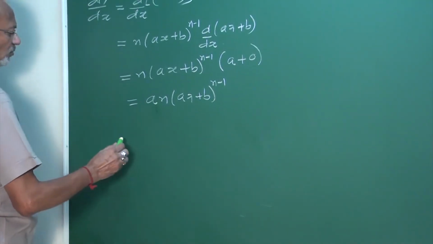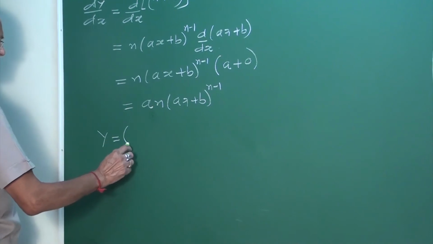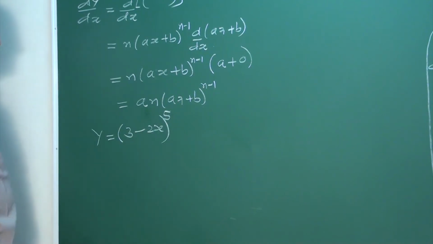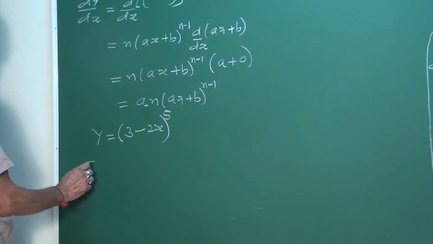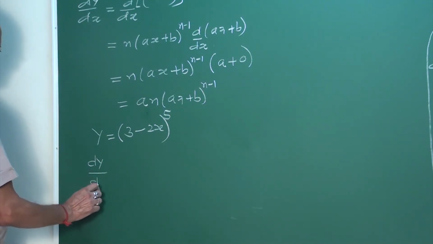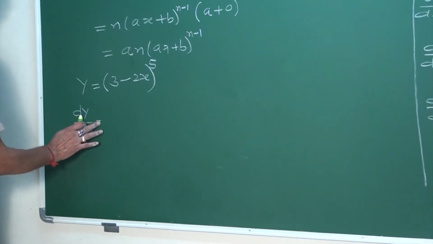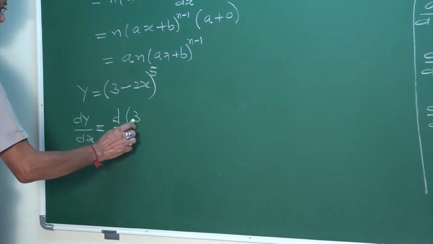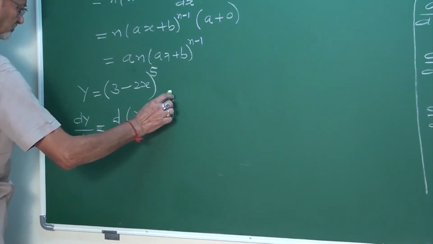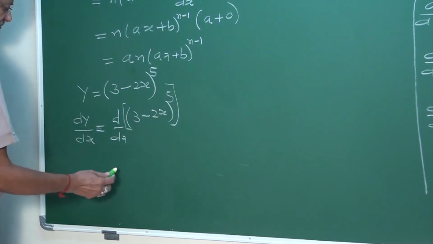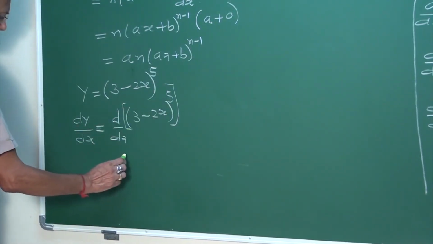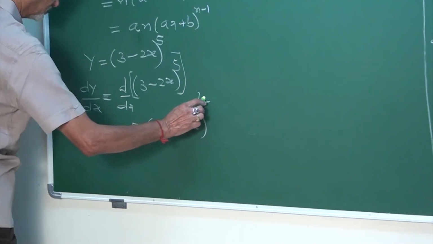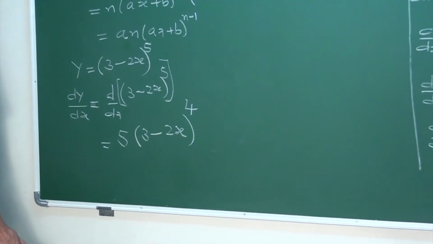As a particular case, we can do one example. Y equal to (3 minus 2x) to the power 5. Differentiate. dy by dx is d by dx of this bracket, (3 minus 2x) to the power 5. Power, one power less: (3 minus 2x), 5 minus 1, 4.